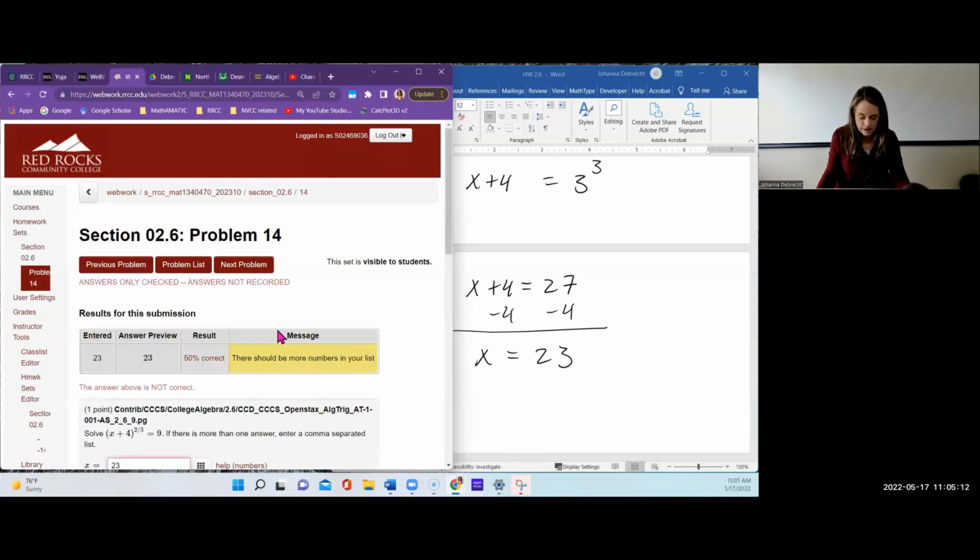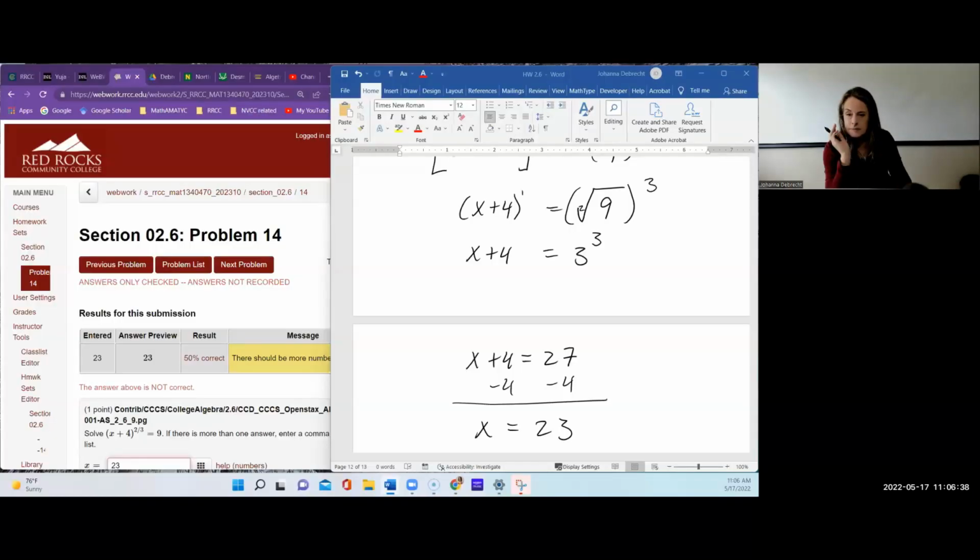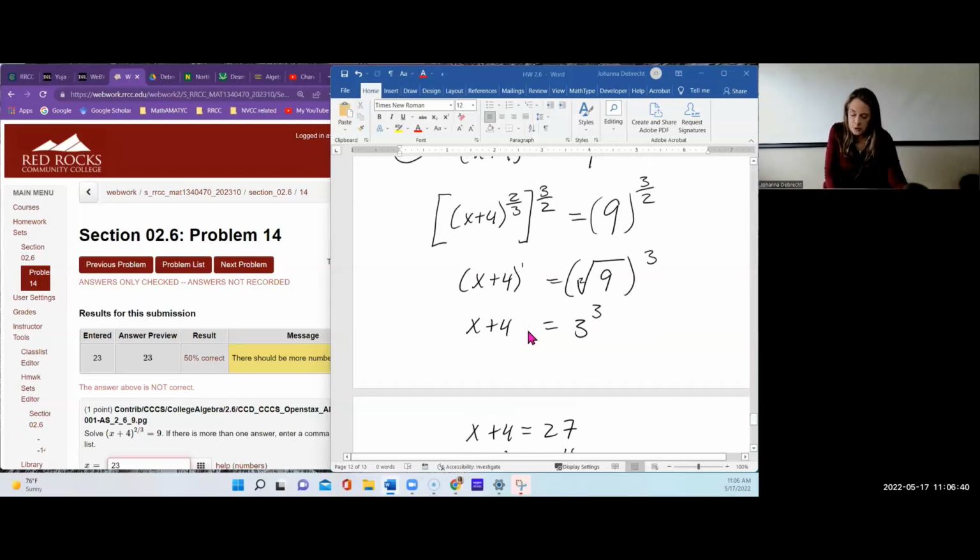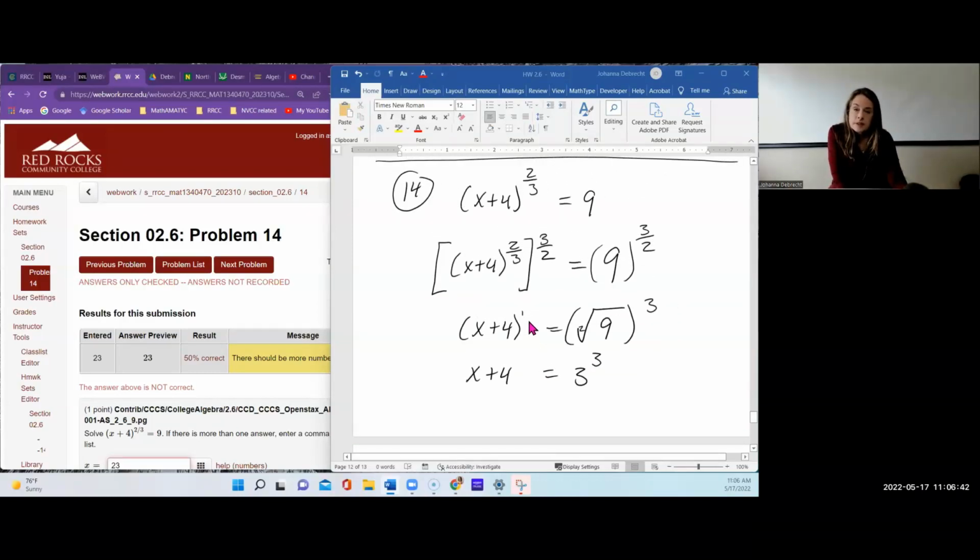Oops, we've forgotten a number. Let's see what number we've forgotten and what mistake we've made. What process did we go through that might have introduced another possible solution? Let's look back and check it out. Scrolling back up, let's go through the steps and see what we might have made the mistake on. Looking at this, we have it equal to 9, then we raise both sides to the 3/2 power. The 3/2 power represents the square root and then cubed.